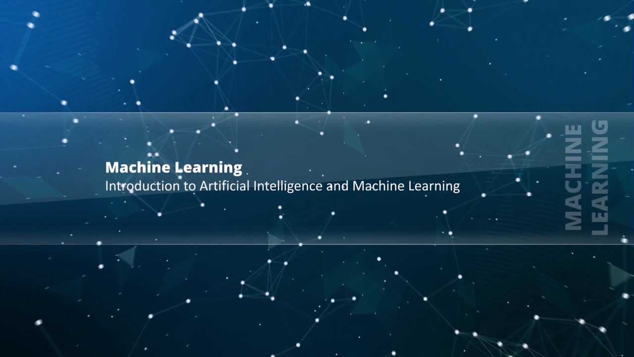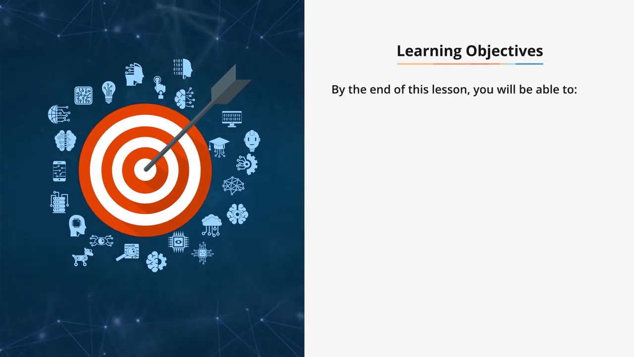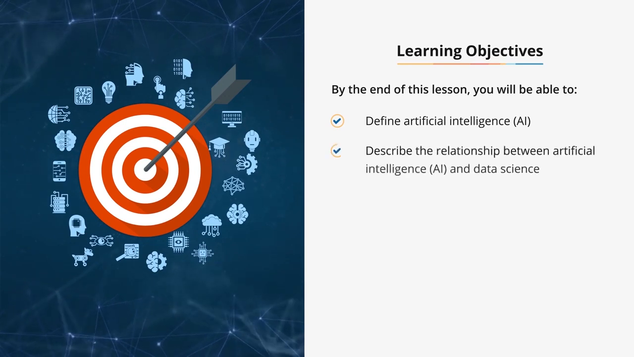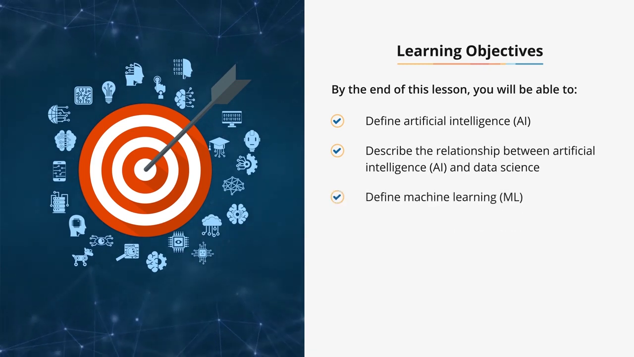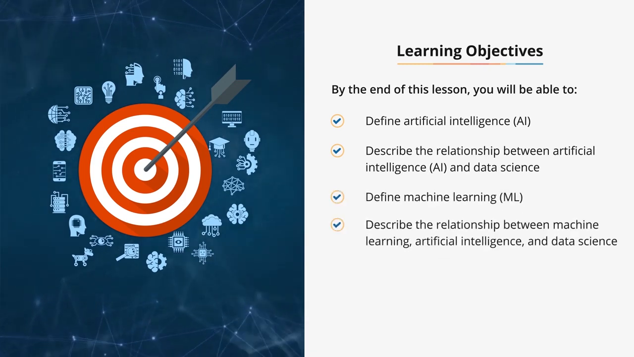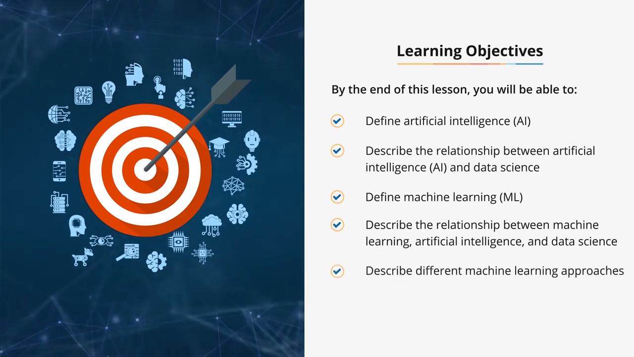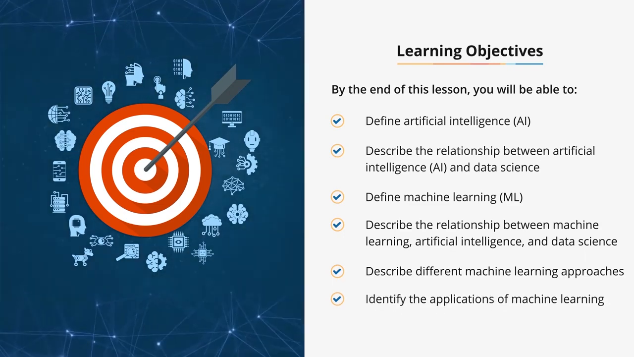Introduction to artificial intelligence and machine learning. By the end of this lesson, you will be able to define artificial intelligence, describe the relationship between artificial intelligence and data science, define machine learning, describe the relationship between machine learning, artificial intelligence, and data science, describe different machine learning approaches, and identify the applications of machine learning.